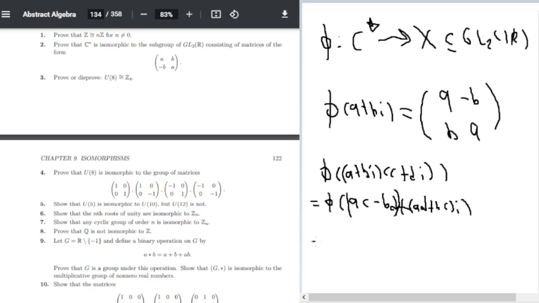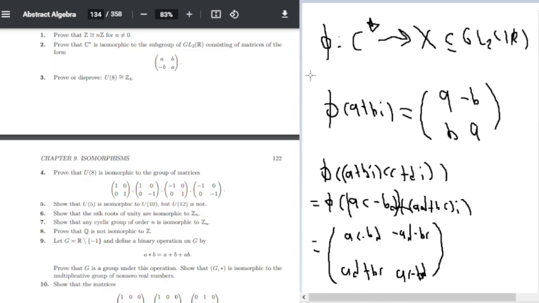So this is equal to the matrix ac minus bd, ad plus bc, and negative ad minus bc, ac minus bd.